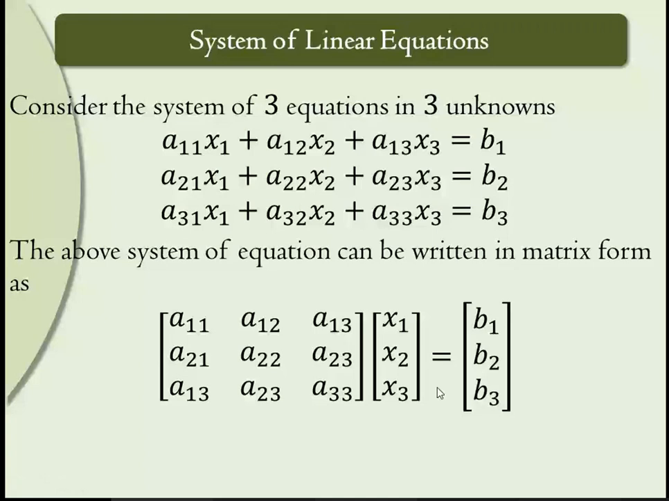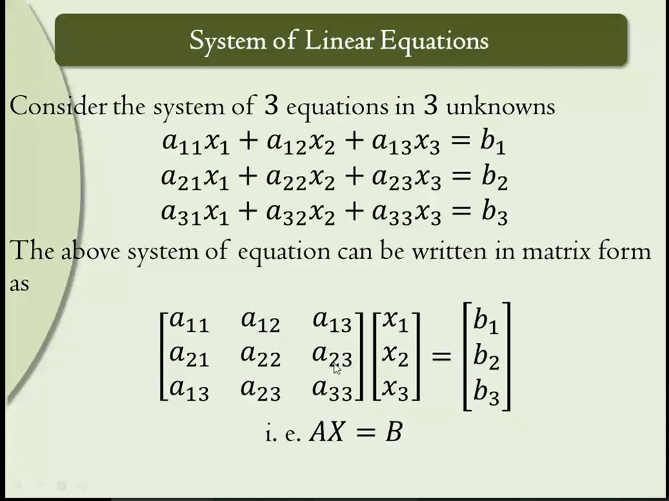Now each matrix has a name. The first matrix we call the matrix of coefficients. The second matrix is called the matrix of unknowns, and the third matrix is called the matrix of constant terms. This is generally denoted by AX equal to B. A is all these coefficients, X is all the unknowns, and B is all these constant terms.